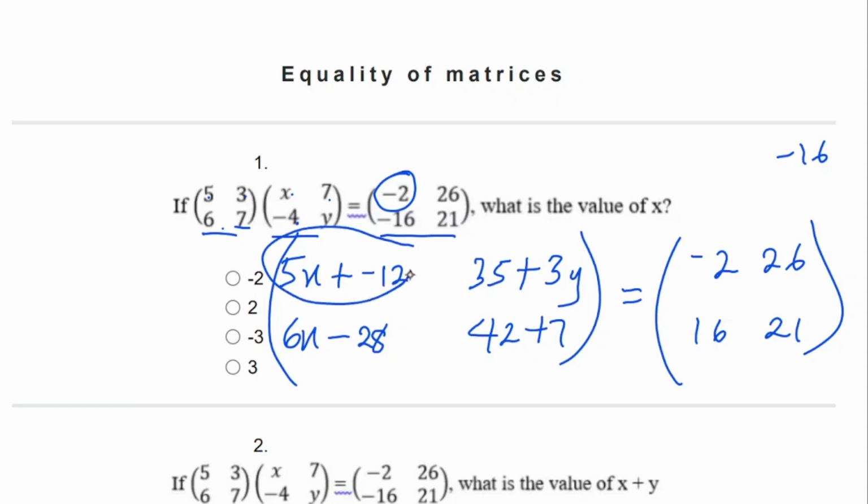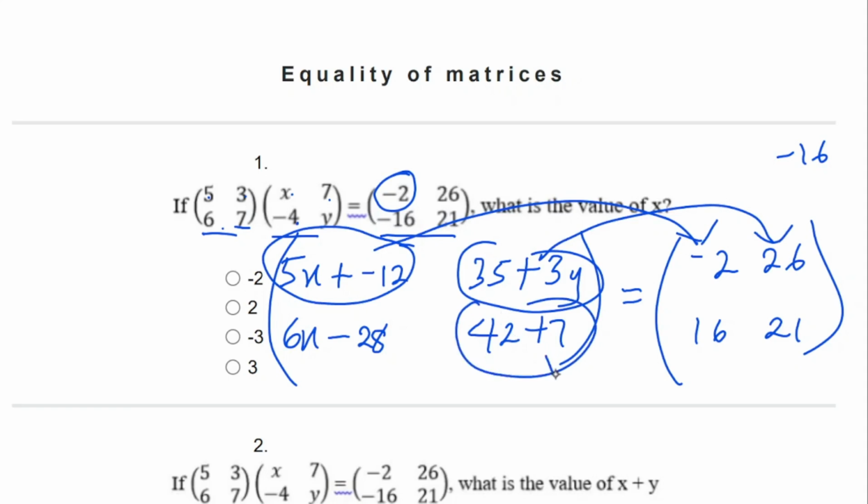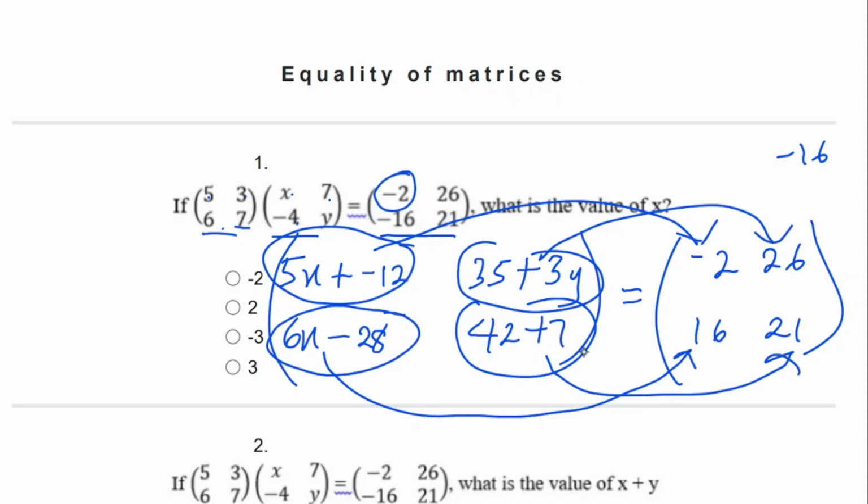So this is equal to this. This is equal to this. This is equal to this. And this is equal to this. But it is x we are looking for. We can make use of this, and then this one and this, you get the same answer. So let's try it. 5x minus 12 equals to minus 2. That's what it means.